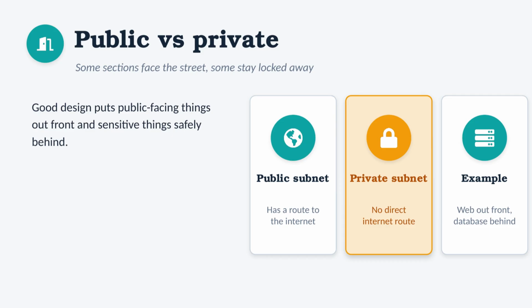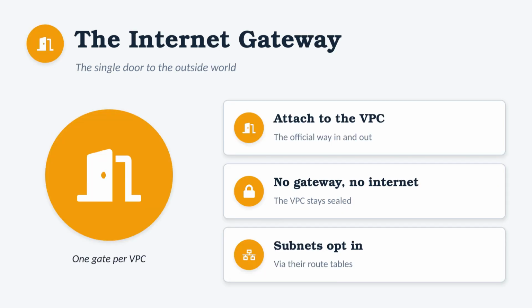What actually makes a subnet public or private? That comes down to 2 more pieces. The first piece is the internet gateway. An internet gateway is the single door between your entire VPC and the public internet. You attach one to your VPC, and it becomes the official entry and exit point for traffic going to and from the outside world. No internet gateway, no internet access. Your VPC is completely sealed. Attach one, and you've opened the possibility of connecting out. It's like the main gate in the fence around your plot.